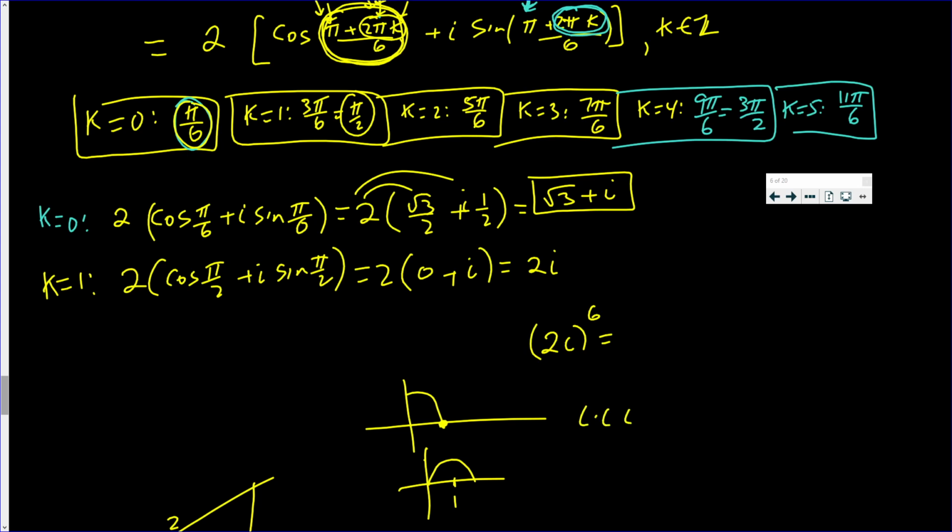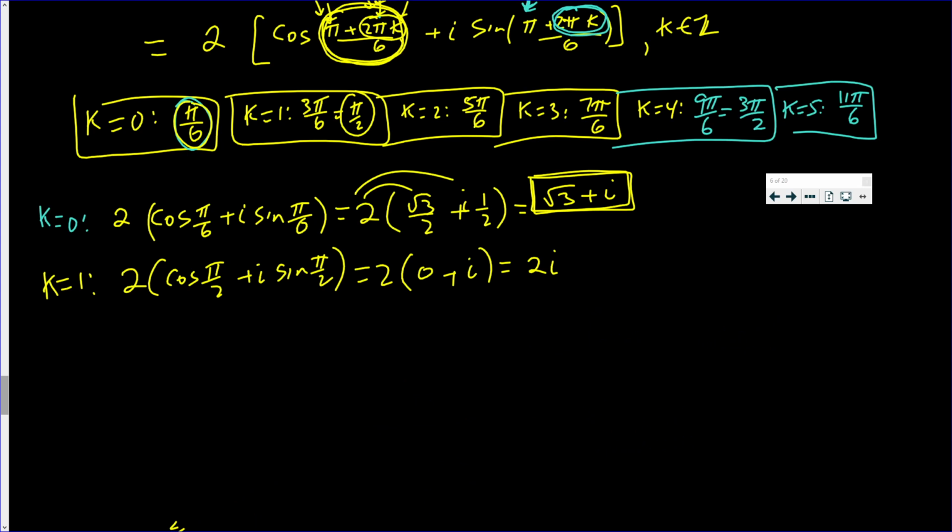Well, I times I 6 times, that's negative 1 times negative 1 times negative 1. That's negative 1. And so 2 to the 6 is 64. 1 times negative 1 is negative 64. Look at that. We found the 6th root of negative 64. It's 2I. Try multiplying that by itself 6 times. You will get back negative 64. Okay, now k equals 2.